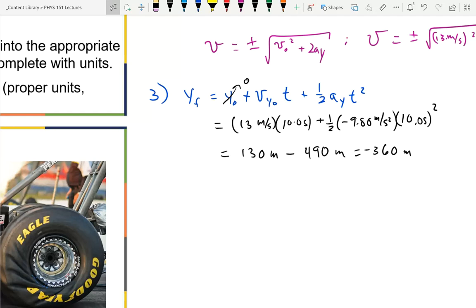See, 9.8 divided by 2 is 4.9 times 100. Right, 10 squared is 100. Oh, right, 10 squared. So the cliff was apparently 360 meters high if the top is 0 and the bottom is 360 meters below that. Yeah. Is it really though?